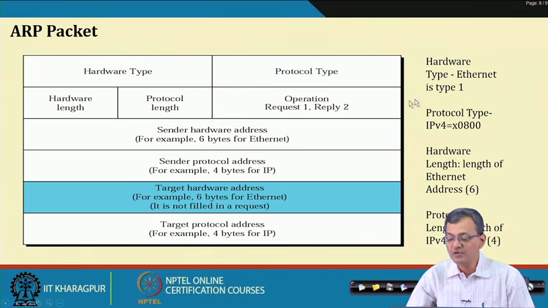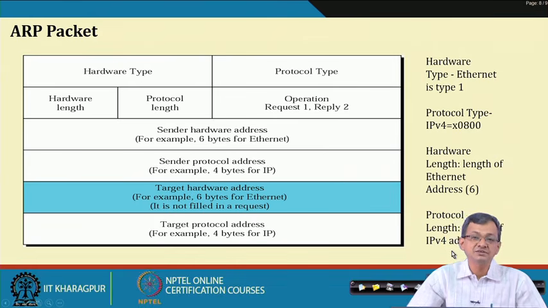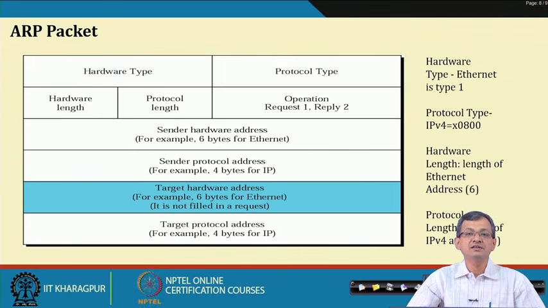The hardware type for Ethernet is typically the value 1. Protocol type for IPv4, which is the predominant one, is 0x0800. Hardware length is the length of the Ethernet address, in this case 6, and protocol length is the length of the IP address, which is 4. Operation is either request or response: for request we send 1 and for response 2.